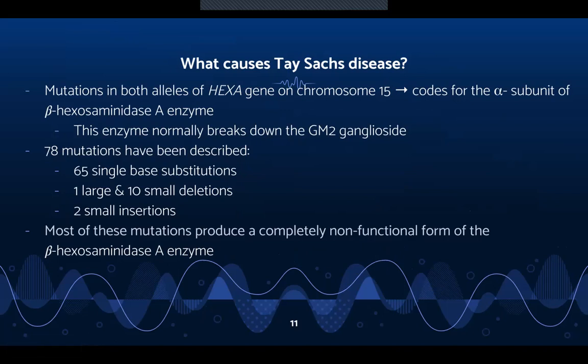78 mutations of the HEXA gene have been linked to Tay-Sachs, including 65 single base substitutions, 1 large deletion, 10 small deletions, and 2 small insertions. Most of these mutations produce a completely non-functional form of the beta-hexosaminidase A enzyme.